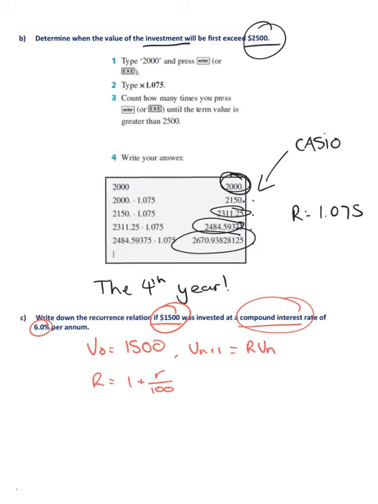Nice. So we need to find R using our formula. 1 plus r is our interest rate, which was 6%. 6 divided by 100 is going to give us 1.06. Lovely. All right, let's write that into our formula. V0 is equal to 1500. And V of n plus 1 is equal to 1.06 times Vn.